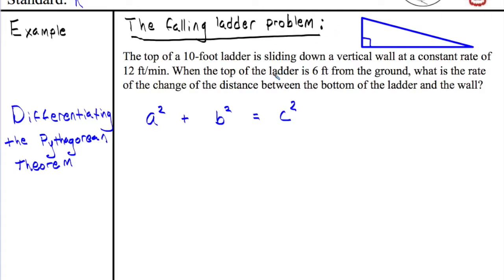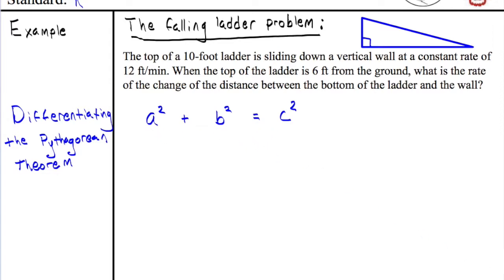Alright, so let's get to our lesson. This is going to be called the falling ladder problem, a really famous problem in triangular related rate problems. So I had to start with this so that we could write it down, and then we can get to it after we differentiate the Pythagorean theorem. So Pythagorean theorem, a squared plus b squared equals c squared.